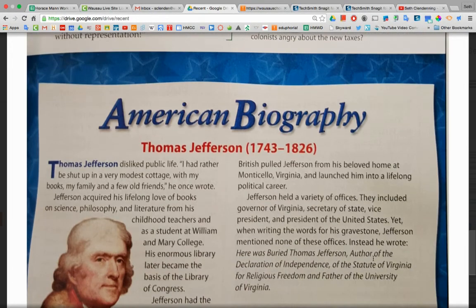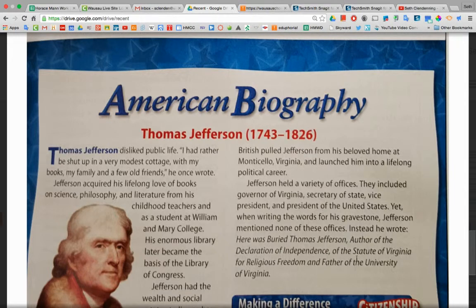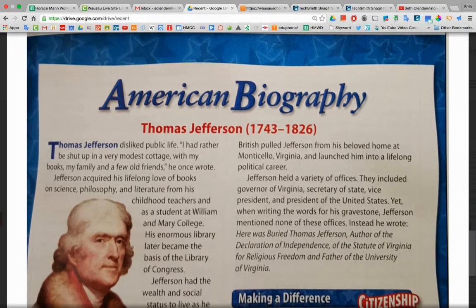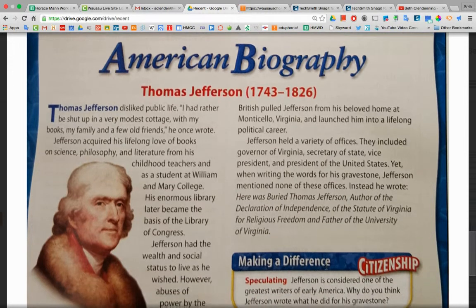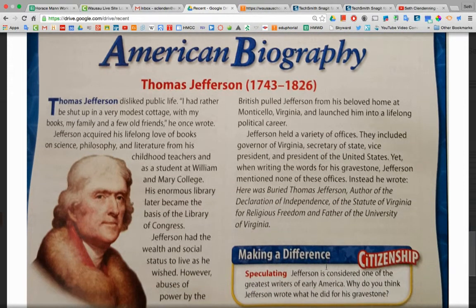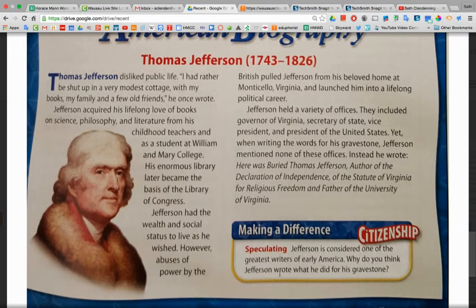American biography, Thomas Jefferson, 1743 to 1826. Thomas Jefferson disliked public life. "I had rather be shut up in a very modest cottage with my books, my family, and a few friends," he once wrote. Jefferson acquired his lifelong love of books on science, philosophy, and literature from his childhood teachers. And as a student at William and Mary College, his enormous library later became the basis of the Library of Congress.